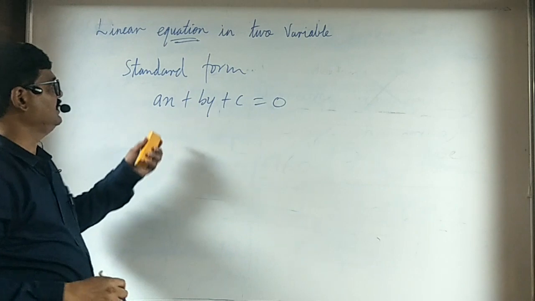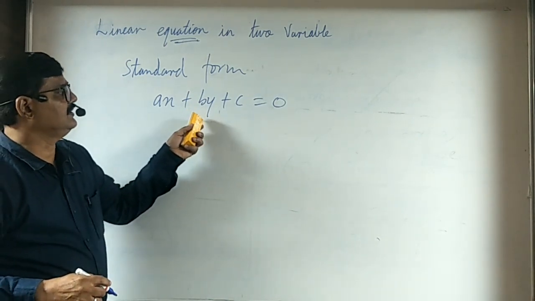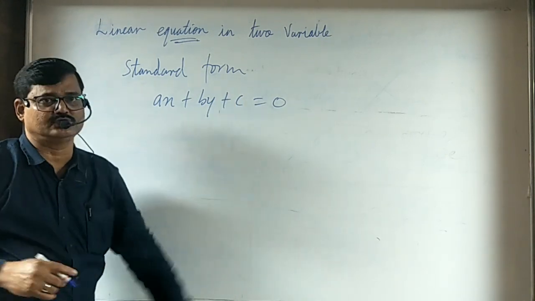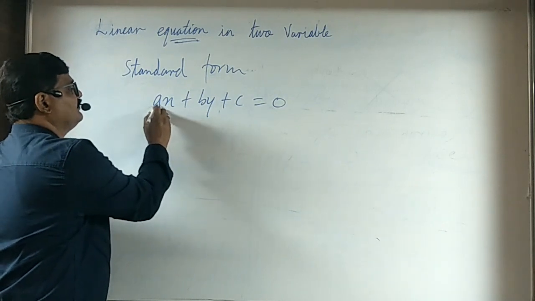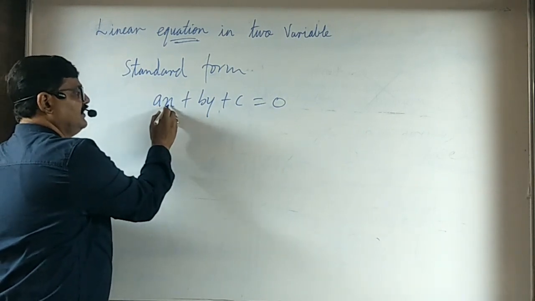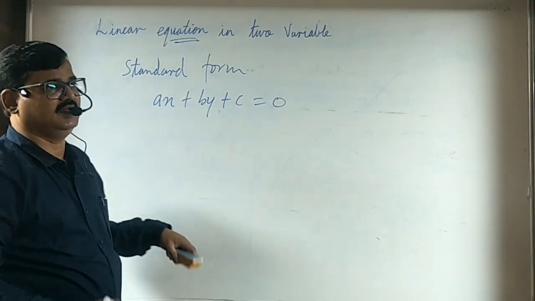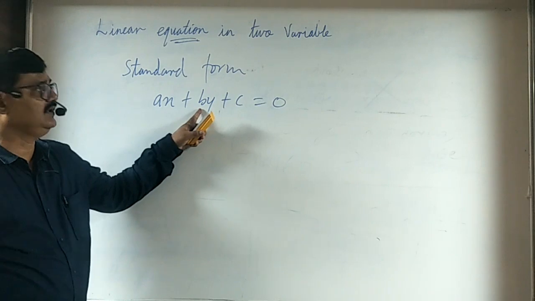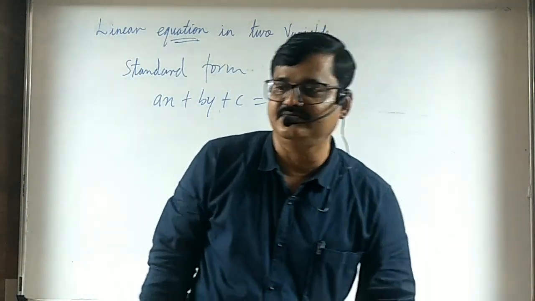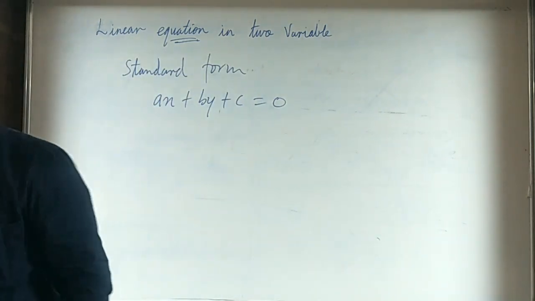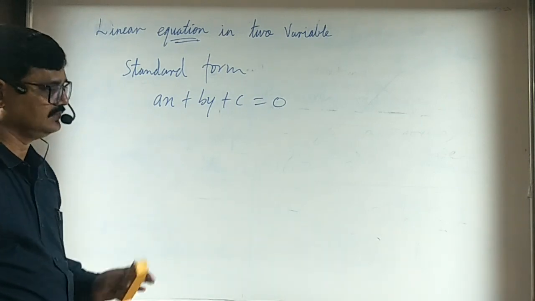These are all three terms. ax is the first term, by is the second term, and c is the third term, equal to 0. In the first term, x is the variable and a is the coefficient. In the second term, the variable is y and the coefficient is b. The third term is c. This is called the standard form of linear equation in two variables. We will be working according to this.